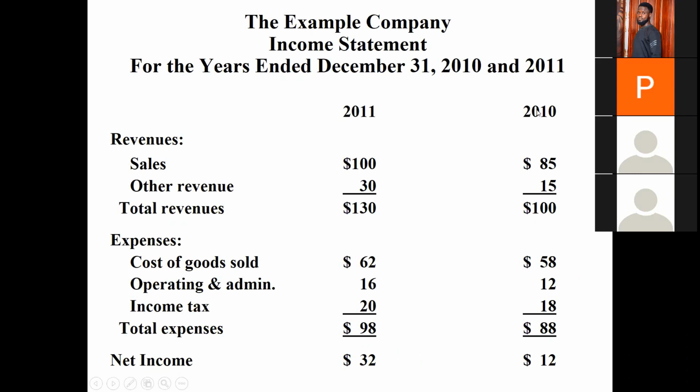And then this is for the previous year. Their sales were 85, other revenue 15, making 100. They add all their expenses and less it from their total revenue. And then they get their profit.